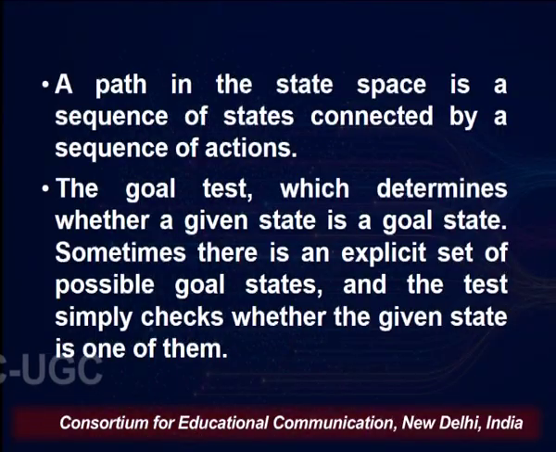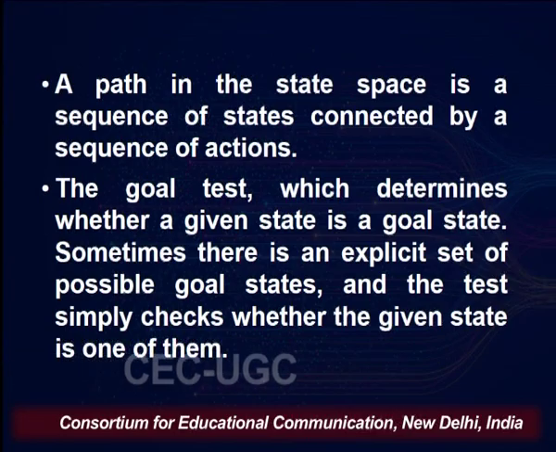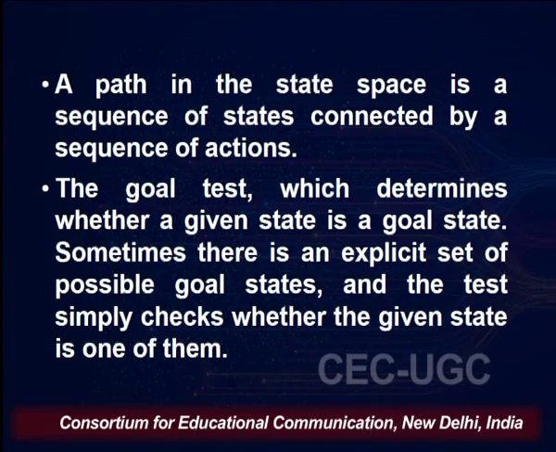Now, sometimes it is possible to have an explicit set of possible goal states. For example, in route planning I was talking about, the goal states are fixed, and the goal test simply checks whether the given state is one of them, yes or no. So, there is an explicit set of possible goal states. For example, in our tic-tac-toe game, what is the goal state? A straight line or a diagonal of one particular symbol is a goal state. That can be a horizontal line, a vertical line, or a diagonal. So, an explicit set of possible goal states is there.